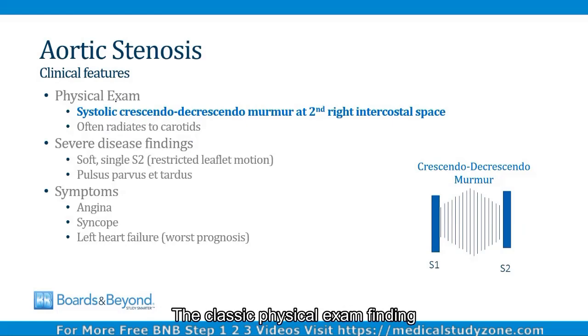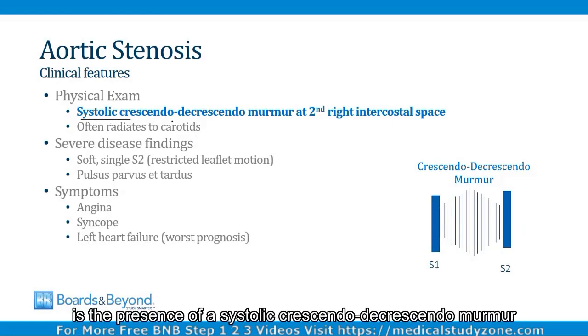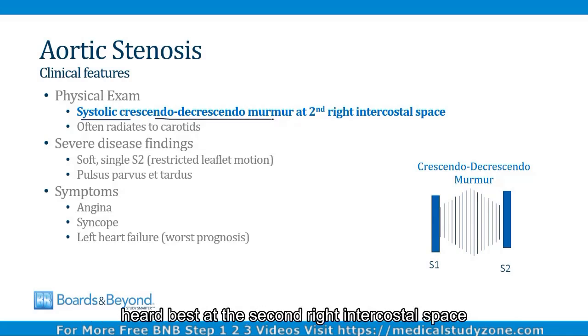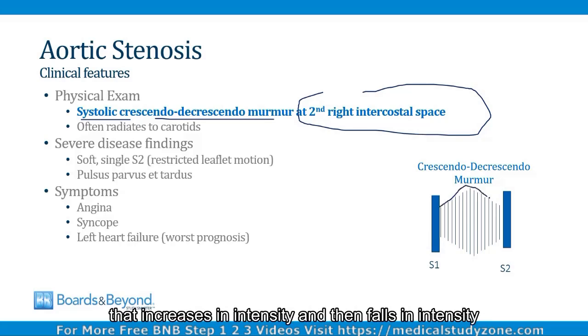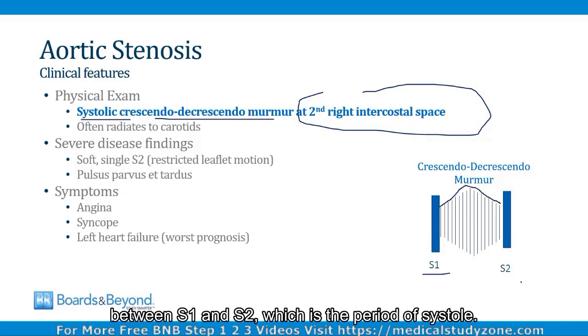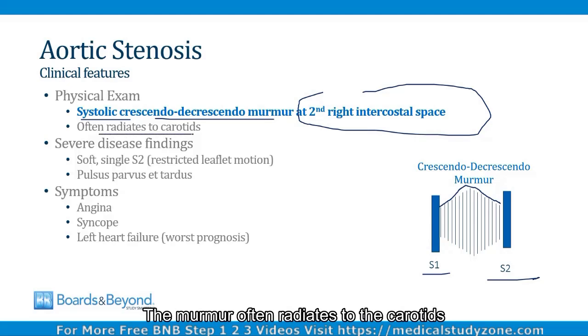The classic physical exam finding is the presence of a systolic crescendo-decrescendo murmur, heard best at the second right intercostal space, which is the aortic listening area. A systolic crescendo-decrescendo murmur is a murmur that increases in intensity and then falls in intensity between S1 and S2, which is the period of systole. The murmur often radiates to the carotids, especially in patients with very thickened valves.